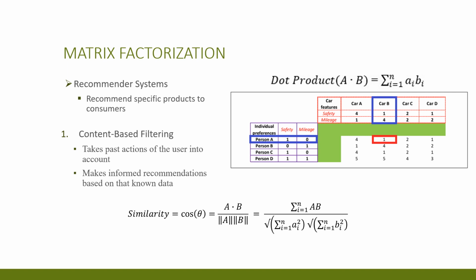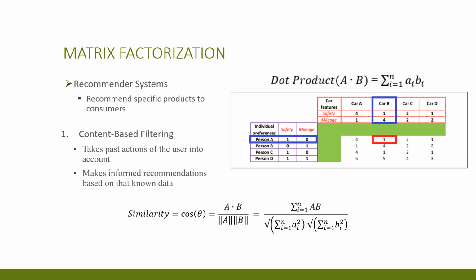So if you look at the person table and the highlights that we have there, person A has a preferred safety rating of 1 and a mileage rating of 0. And if we look at column car B, it has a safety rating of 1 and a mileage rating of 4. So taking the dot product, we have 1 times 1, which is 1, plus 0 times 4 for the mileage, which is 0, and the sum in total equals 1 for the person A and car B combination.